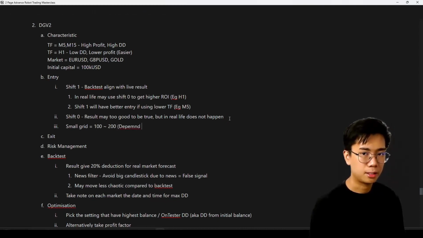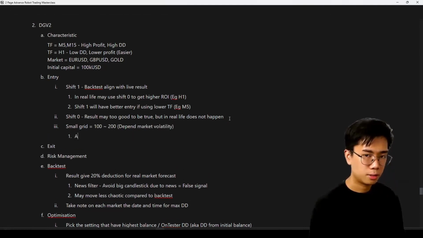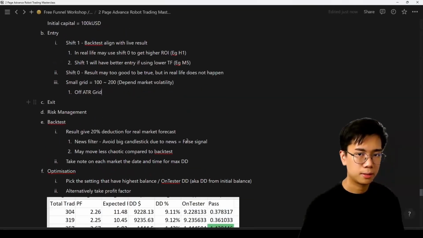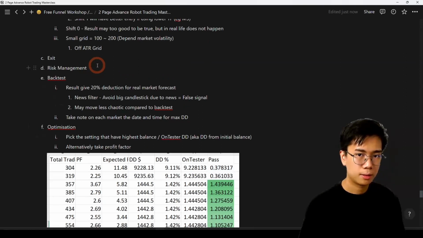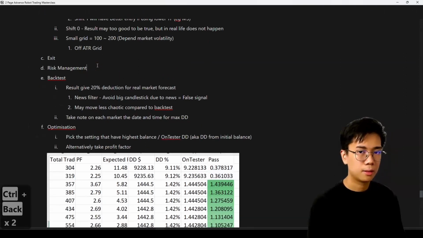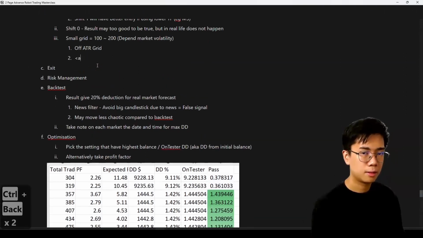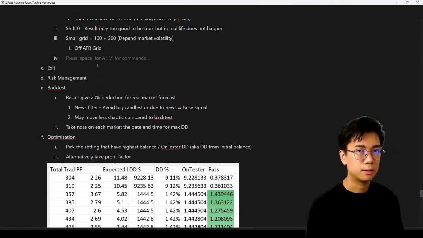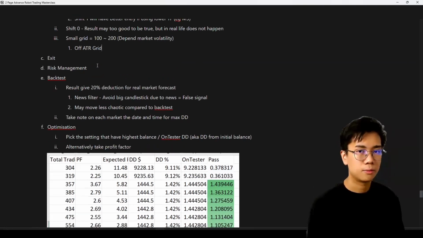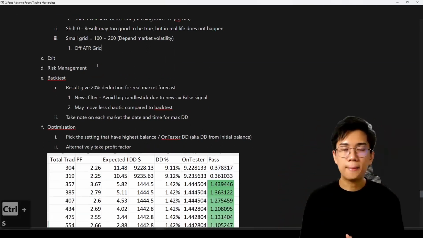Depends on market volatility. Off ATR with... what else do I want? Okay, I think that's all for now.